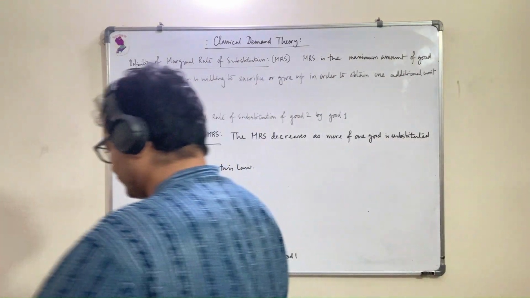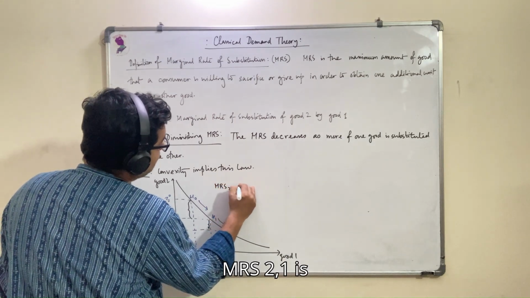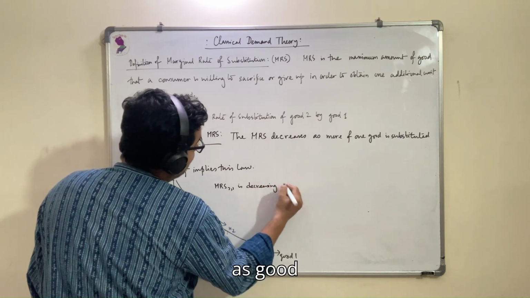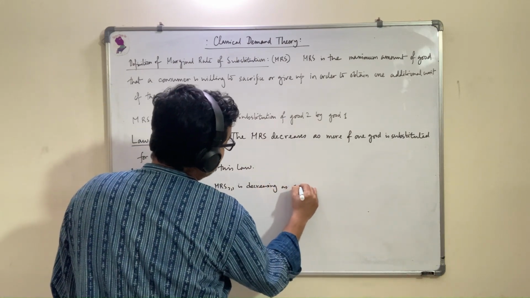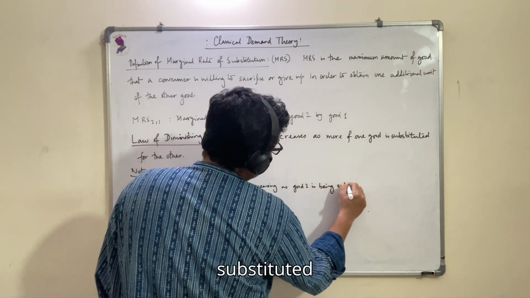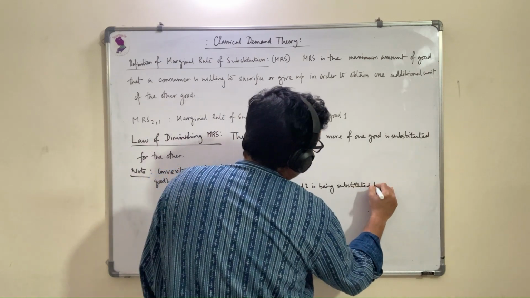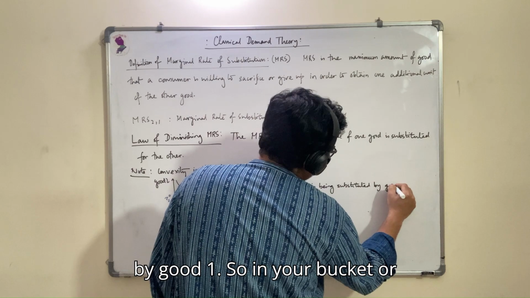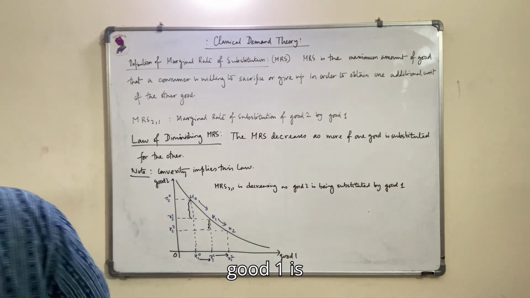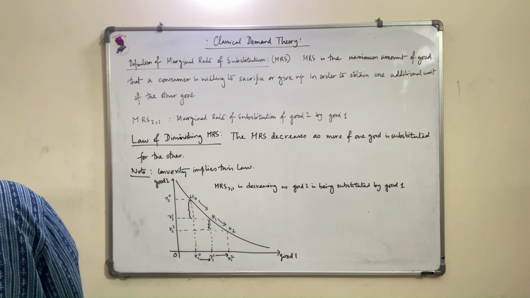So MRS 2,1 is decreasing as good 2 is being substituted by good 1. So in your bucket or basket, good 2 is going down and good 1 is growing. Okay.